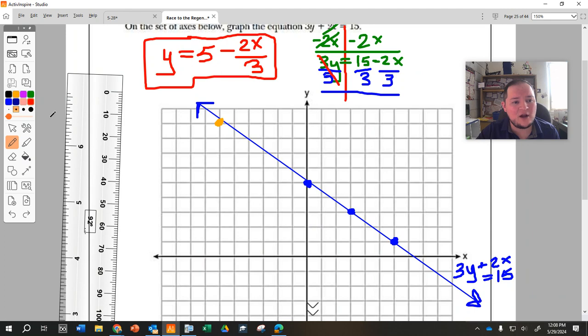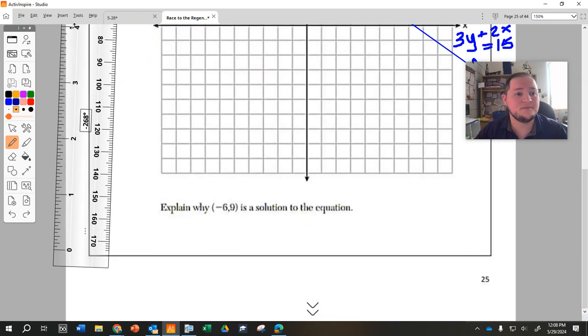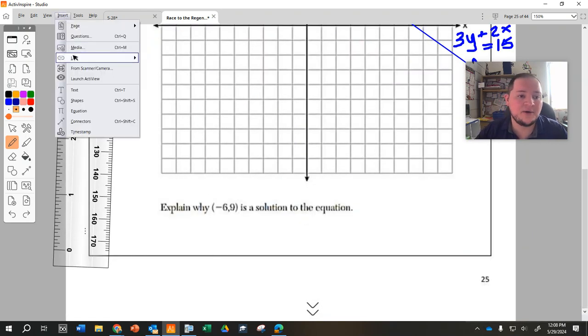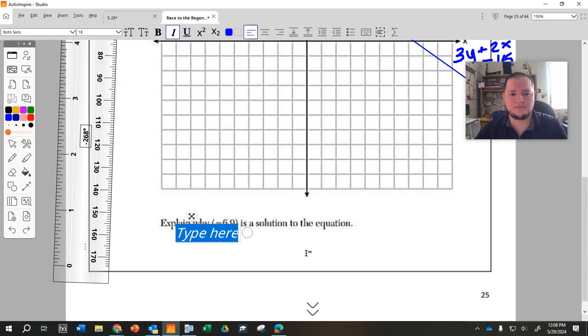If your point landed all the way out here, right? If it landed right here, and they said determine if that point is a solution, you'd say no. It's not on the line. It's that simple. So we're going to say down here, insert, oh, where's my text box? Doesn't have to be a pretty sentence.